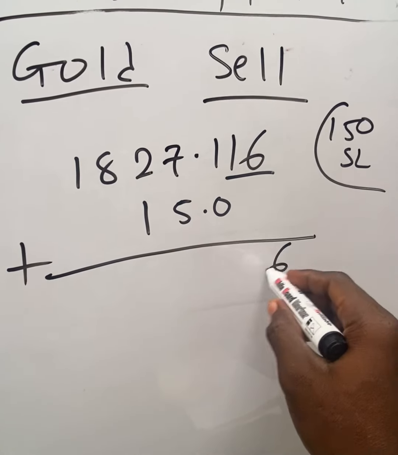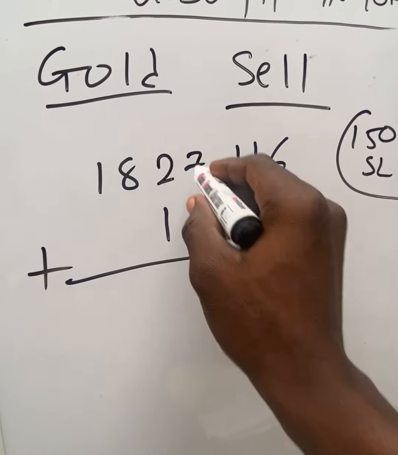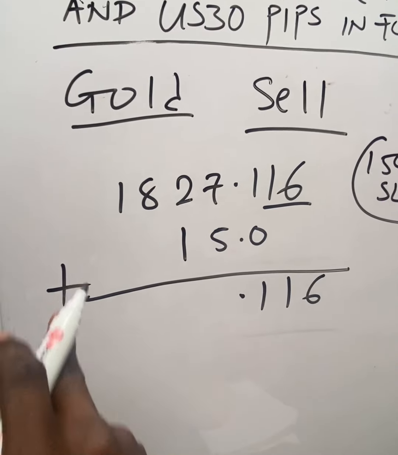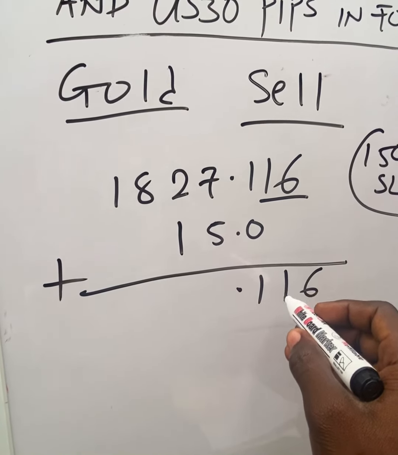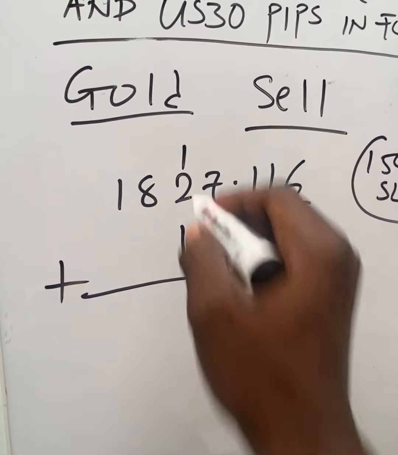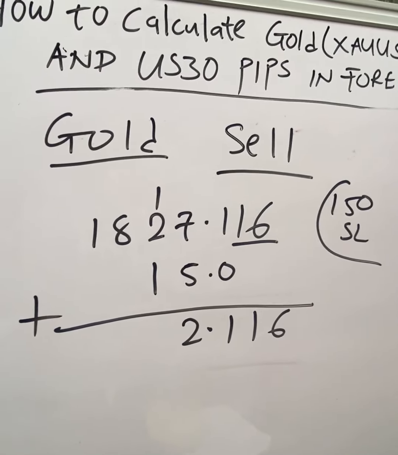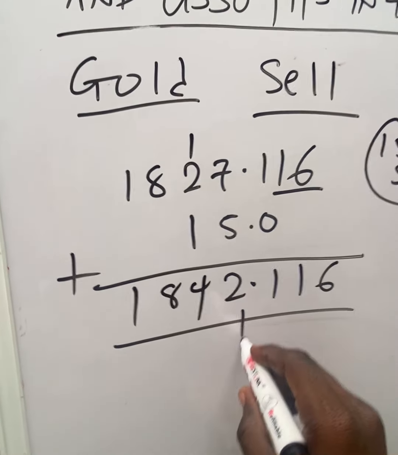6 minus 0 is 6. 1 minus 0 is 1. 1 minus 0 is 1 point. Okay, sorry. We are adding here. 6 plus 0 is 6. 1 plus 0 is 1. 1 plus 0 is 1. 7 plus 5 is 12. We'll carry 1 here. 1 plus 2 is 3 plus 1, that's 4. We have our 8, then we have our 1. So this is the SL price.